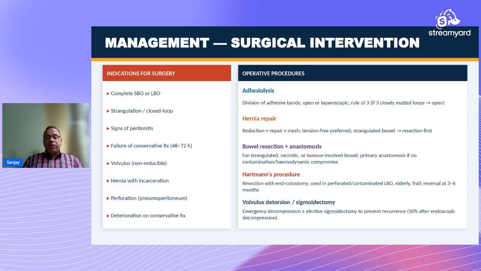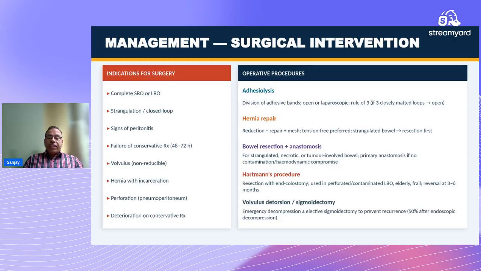Hartmann's procedure would be done in such cases, sometimes where there is a perforation of the bowel with peritonitis, and in such cases we can do a resection with an end proximal colostomy and closure of the distal rectal stump. Generally, you can do this procedure in perforated bowel with a contaminated peritoneal cavity in an elderly frail patient. And then you can plan for reversal of bowel continuity after 3 to 6 months of Hartmann's procedure.